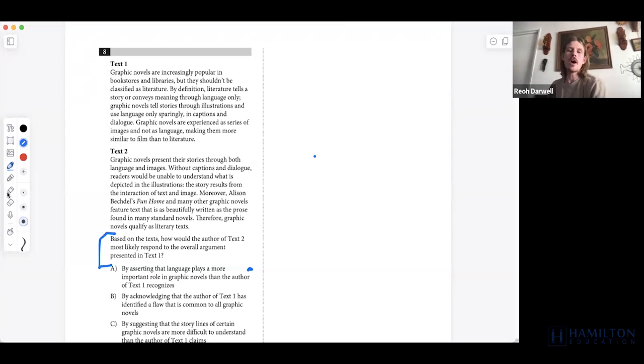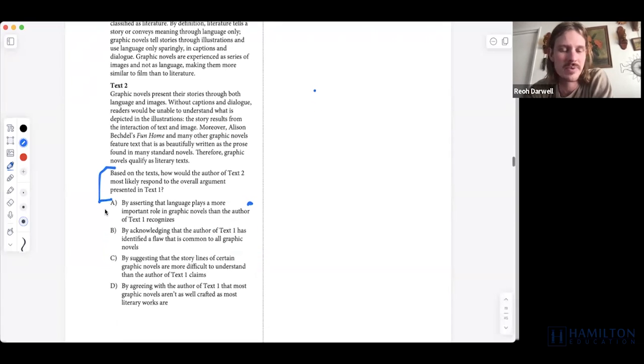So how would the author of text 2 respond to the argument presented in text 1? The author would probably say something along the lines of, graphic novels can be literature because the importance or the role of language in graphic novels is understated by text 1, right? So it would say something along the lines of, text 1 isn't giving enough credit to how important the written word is in graphic novels.